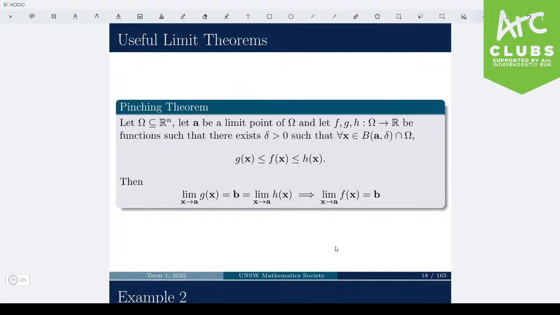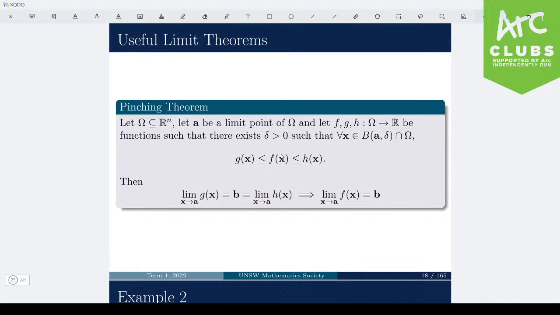Last theorem before examples is the pinching theorem. So let a be a limit point of omega, and let f, g, h be functions from omega to real numbers, such that there exists a delta greater than 0, such that for all x that lies within the delta ball around a.